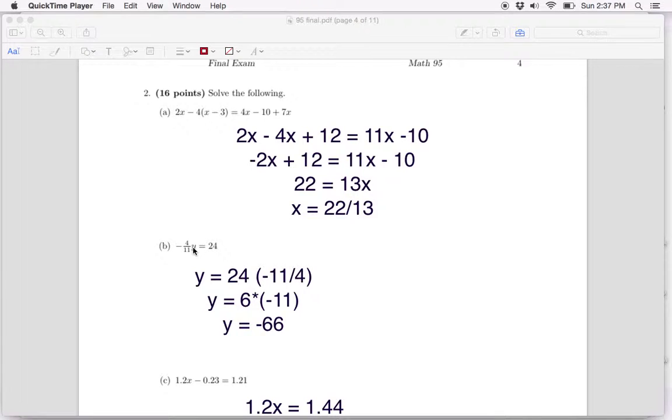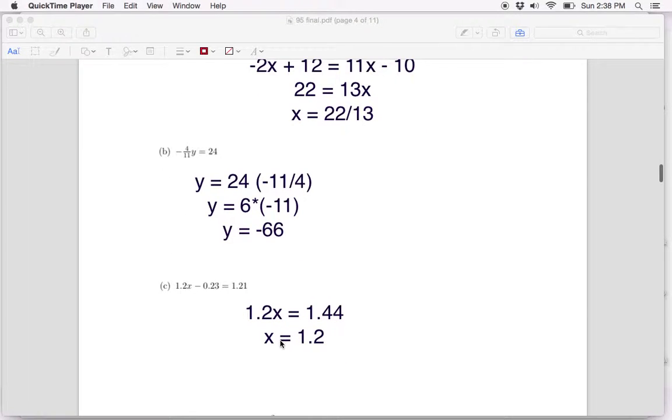Alright, and here is as simple as multiplying by the reciprocal. So I have 24 times negative 11 fourths. To keep my number smaller, I did 24 divided by 4 first, and I got 6, and then 6 times negative 11 to give me negative 66.